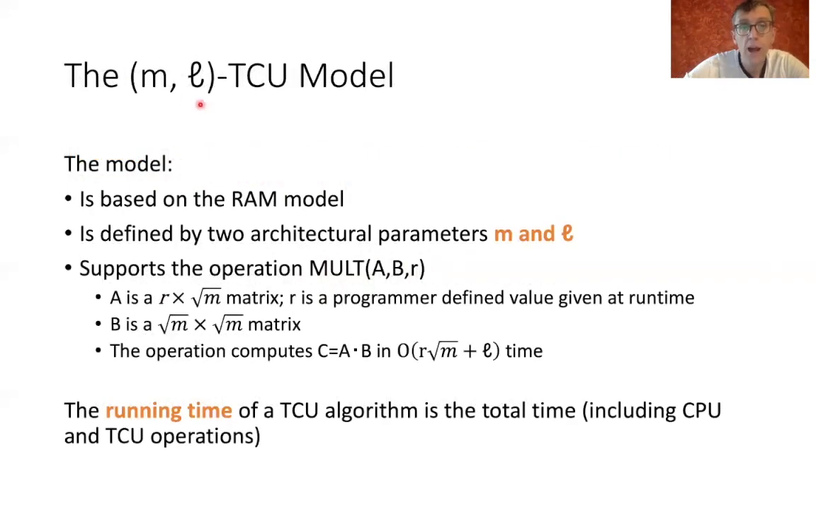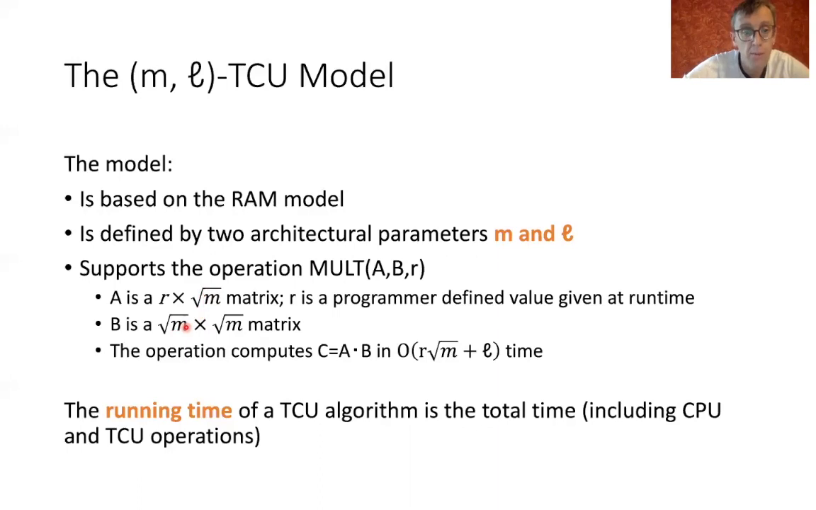In the paper, we introduce the (m,L)-TCU model, which is a variant of the RAM model characterized by two parameters, m and L, which capture the size and the cost of the matrix multiplication supported by the hardware. This circuit for matrix multiplication can be exploited by the operation mult(A, B, R), where A and B are two matrices and R is a programmer-defined value, which can also depend on the input size. So the left matrix A is a matrix of size R times square root of m, while B is a square matrix of size square root of m times square root of m. Note that the number of columns of A and the number of rows and columns of B are fixed and depend on the hardware parameter m.